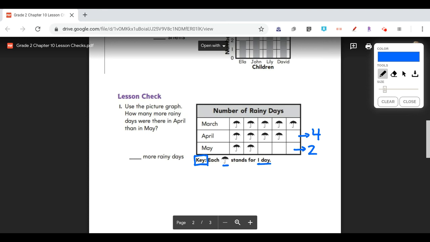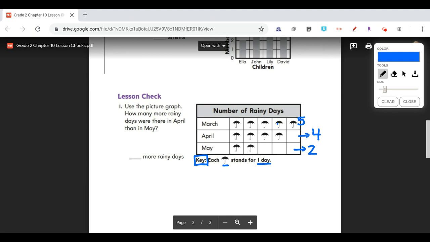And just for good practice, let's count up how many were in March. 1, 2, 3, 4, 5. There were 5 in March. That information is not important for this question, but if you were asked several questions, you might need that information. So it's always good to count up all of your data so that you can easily work with the numbers that you have instead of having to keep recounting all of your pictures.